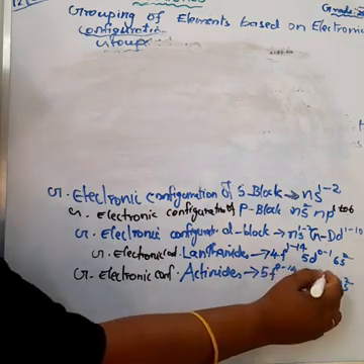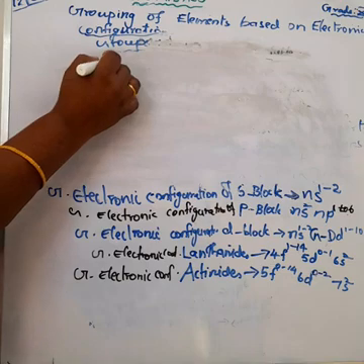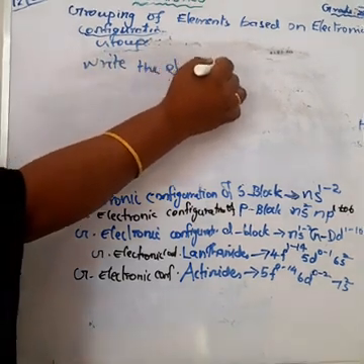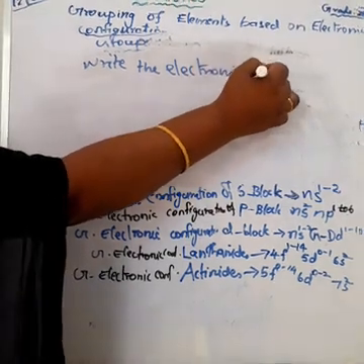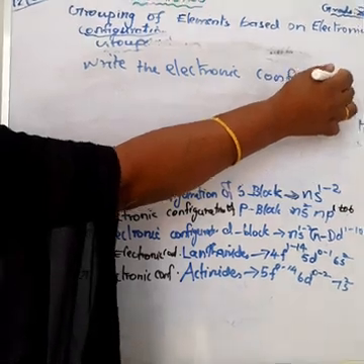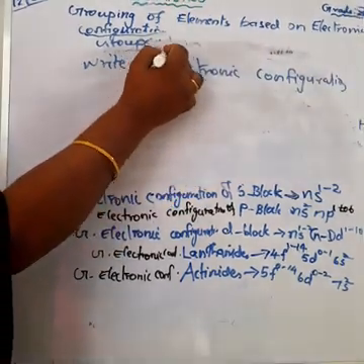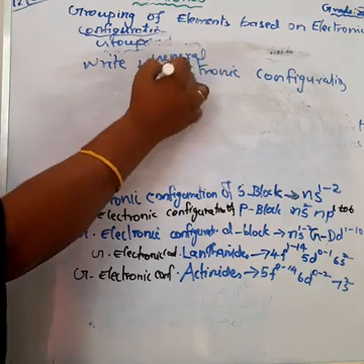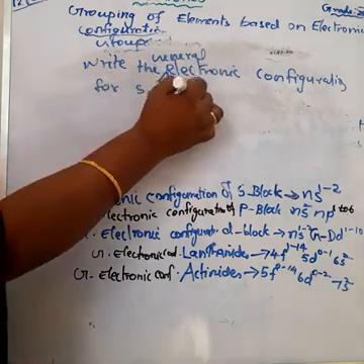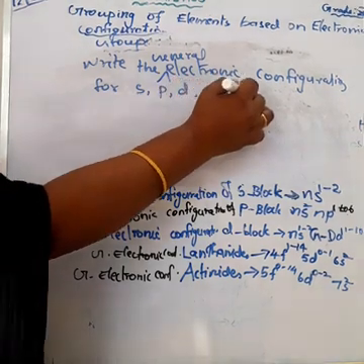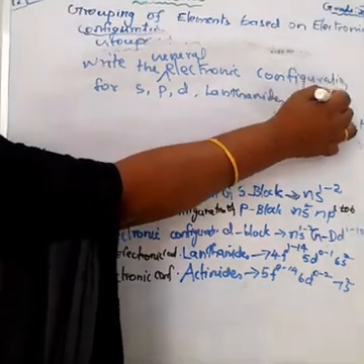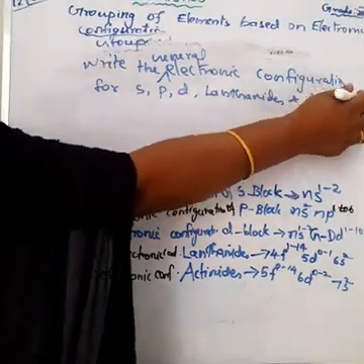What is today's assignment? Write the electronic configuration for the s block, p block, d block, and lanthanides and actinides. Very, very important. Study well. This is very useful for your further chapters.